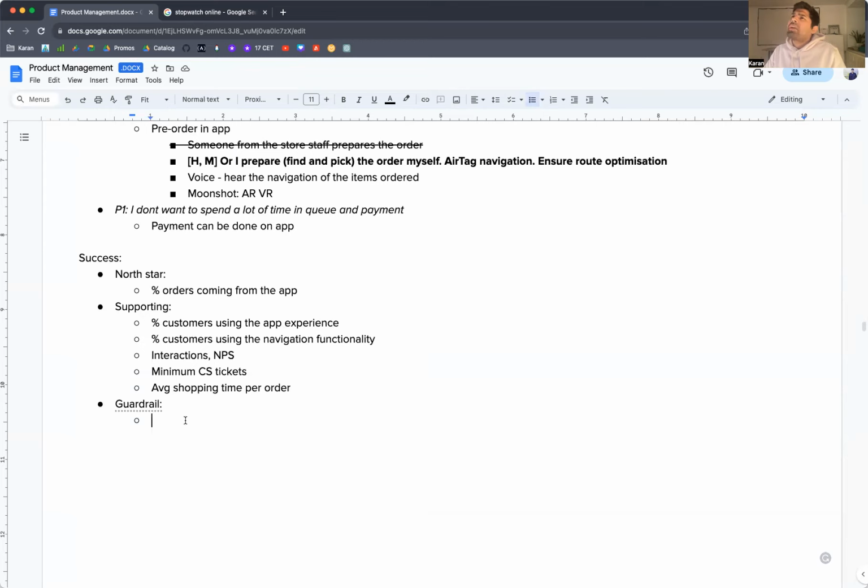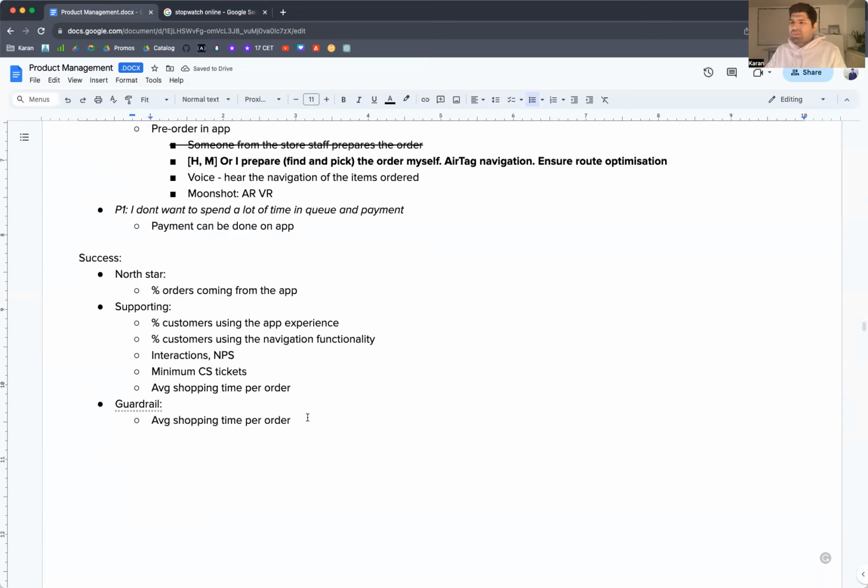In terms of guardrails, one thing would be the average shopping order. At least in the beginning, it may require some training, awareness, and familiarity. So maybe in the initial run, average shopping time per order can increase. This is just a guardrail metric to keep in mind.